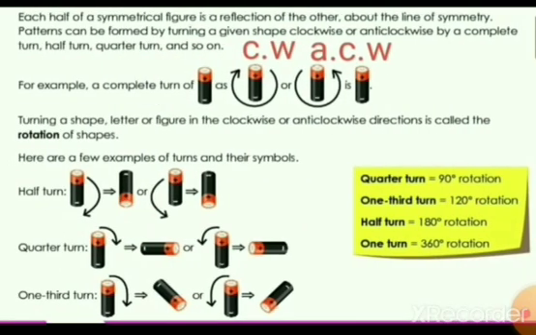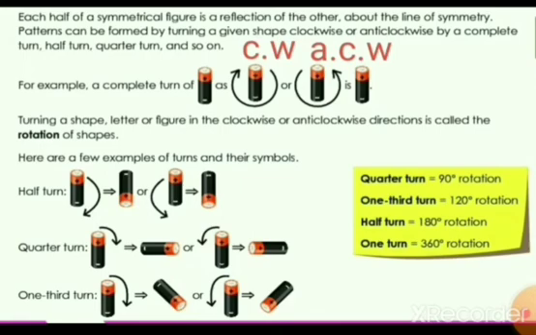Next, each half of a symmetrical figure is a reflection of the other about the line of symmetry. When we cut a figure or shape into half, each part is exactly the reflection of the other. Patterns can be formed by turning a given shape clockwise or anti-clockwise by a complete turn, half turn, quarter turn and so on. So we can form patterns by turning shapes in the clockwise or anti-clockwise direction. Here an example is given using a battery cell.